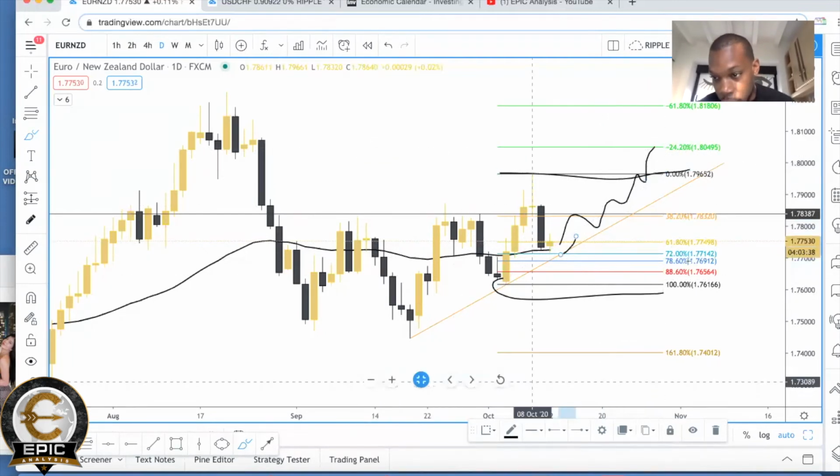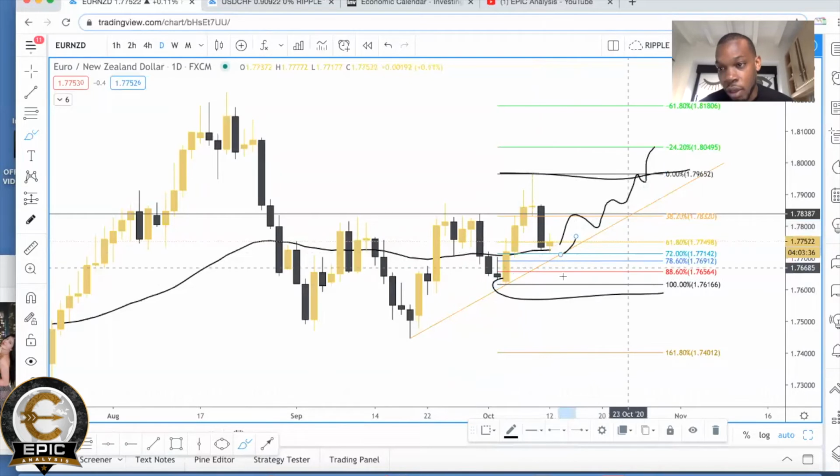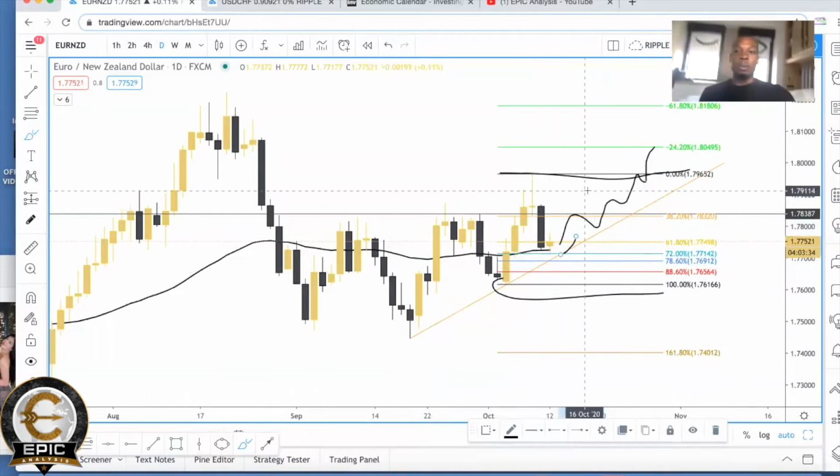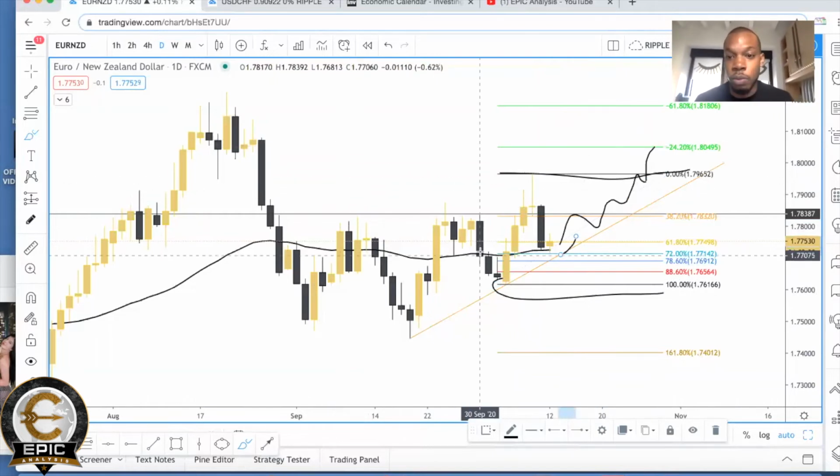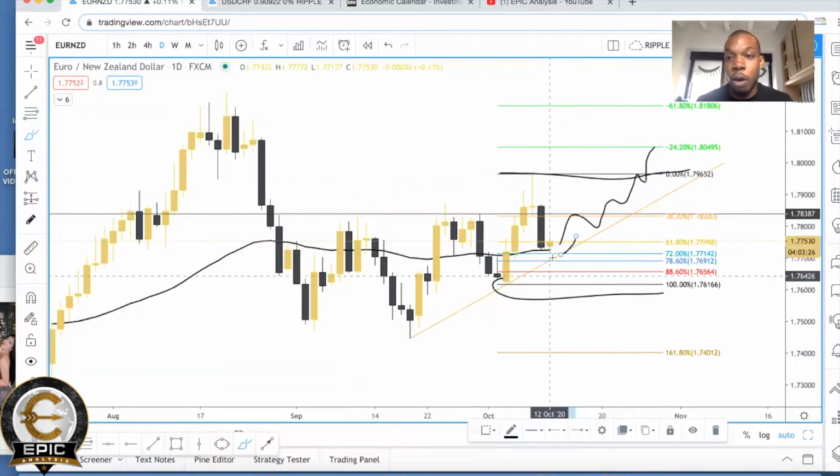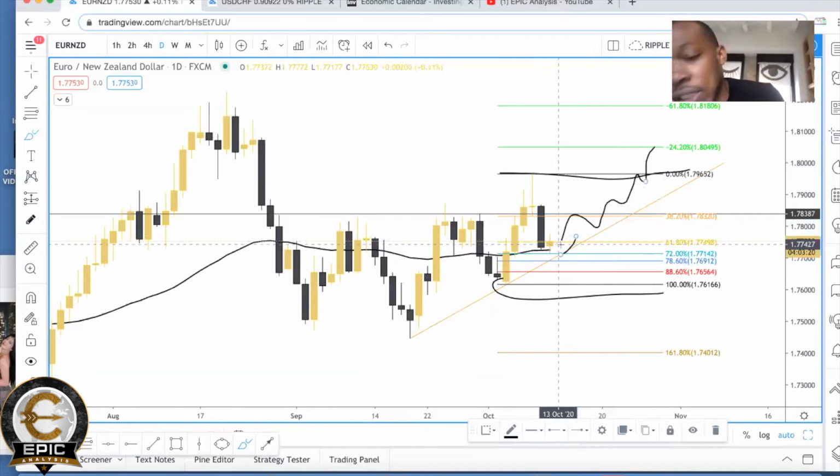So yeah, right now the market is at 1.775. So even at 1.79, that's 150 pips to the upside. So yeah, I'm going to be monitoring Euro NZD pretty closely this week too, and waiting to see how price reacts around this range where we're currently at, around this 1.775 to 1.77 support range.